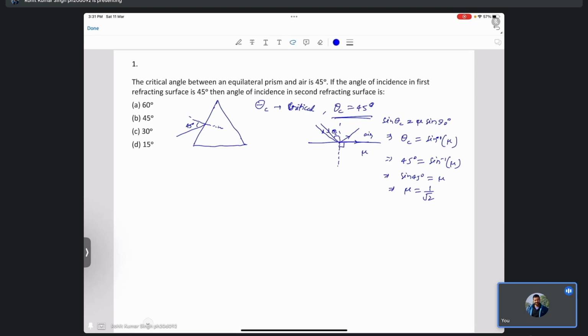Now, also in the problem, it's given that the angle of incidence on the first refracting surface is 45 degree. So we can calculate the angle of refraction. So suppose the beam goes like this. We can calculate the angle of refraction here using again Snell's law. So sine 45 degree equal to mu sine R1. Sine 45 degree is again 1 by root 2 and mu is 1 by root 2 sine R1. So sine R1 is 1, so R1 is 90 degree.